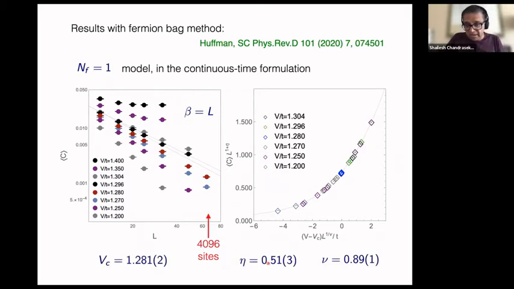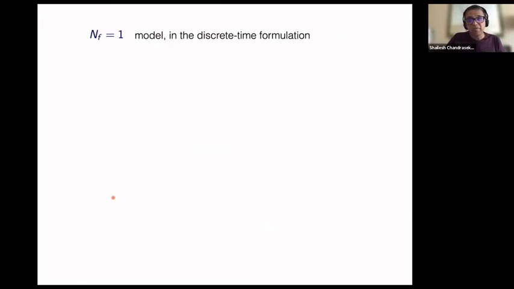These were our critical exponents that we got from our calculation. The critical point was somewhere close to 1.28. Of course, we also did this calculation using discrete time, because remember that the fermion bags had an advantage when we could keep the time slices big. So in a discrete time formulation, we could actually do the calculation faster.